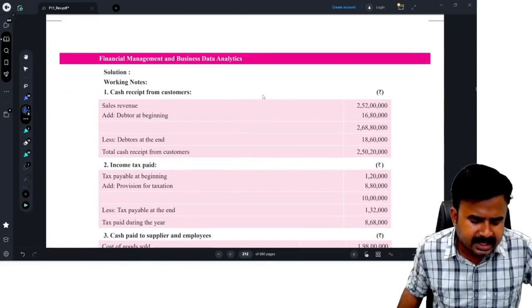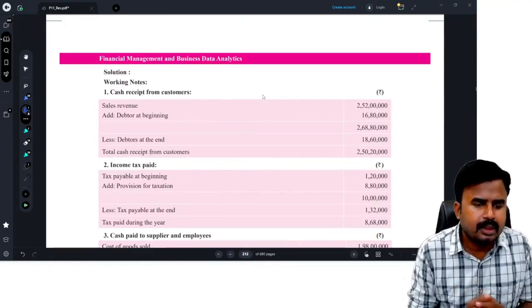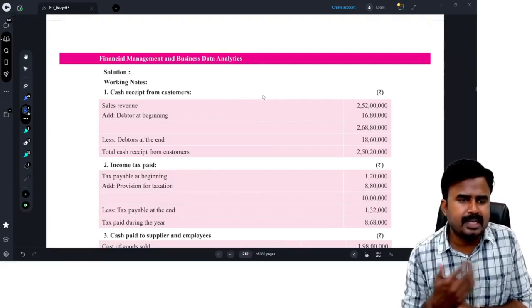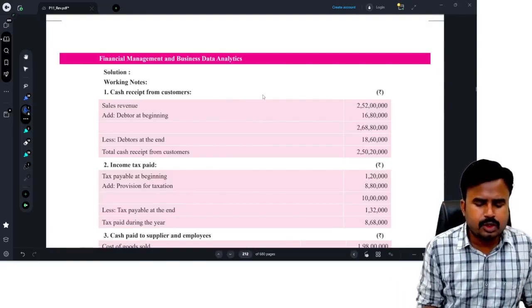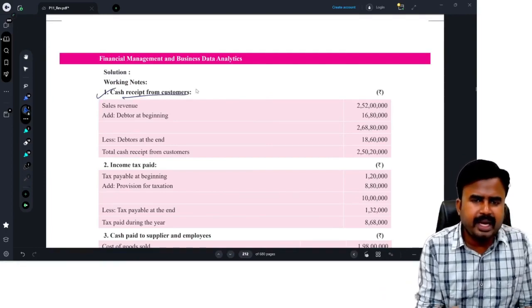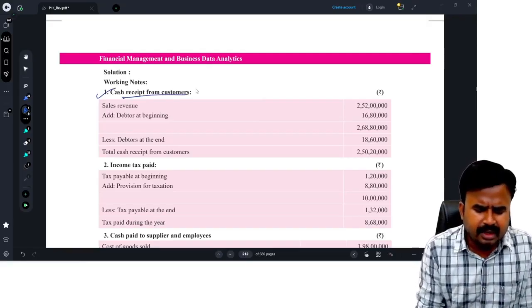Now, look at the transactions. For preparing cash flows from operating activities under direct method, I need cash receipts from customers, and cash payments to suppliers and employees and other expenses also. So some working notes are supposed to be prepared. First one, cash receipts from customers. You can prepare debtors account to get the collection from debtors. Instead of that, they've done it like this.